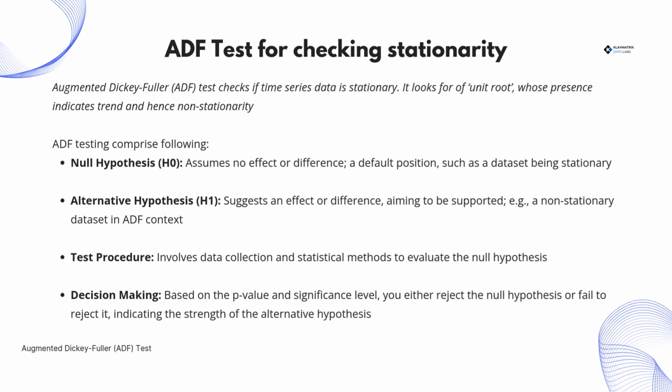Now let's understand the hypothesis framework of the ADF test. The null hypothesis, or H0, assumes that the dataset has a unit root, meaning it is non-stationary. On the other hand, the alternative hypothesis, or H1, suggests that the series is stationary. To test this, we apply statistical methods, evaluate the null hypothesis, and make decisions based on the p-value. If the p-value is low enough, we reject the null hypothesis, concluding that the data is stationary.